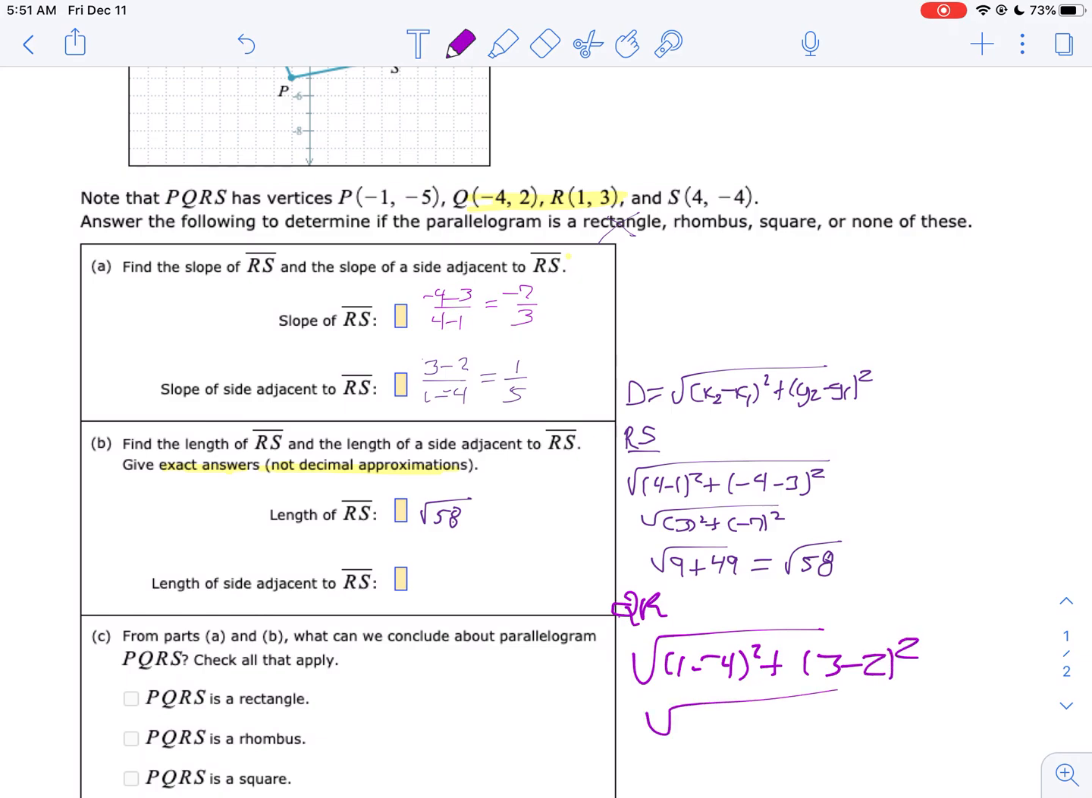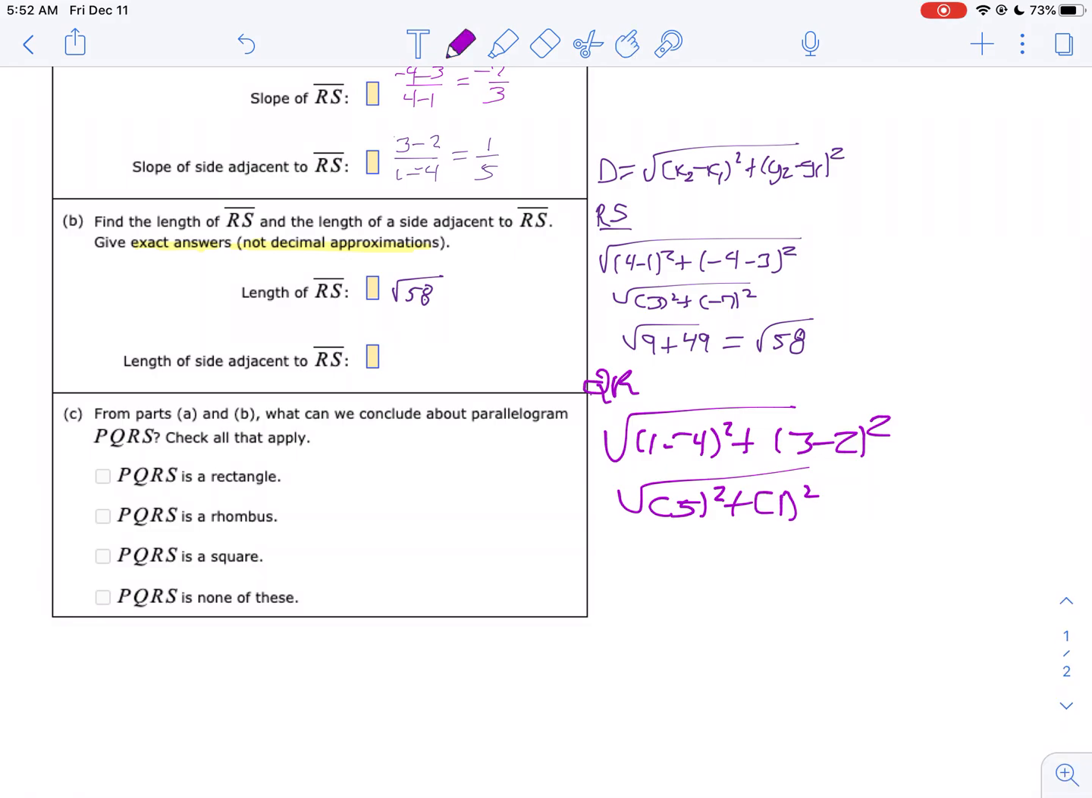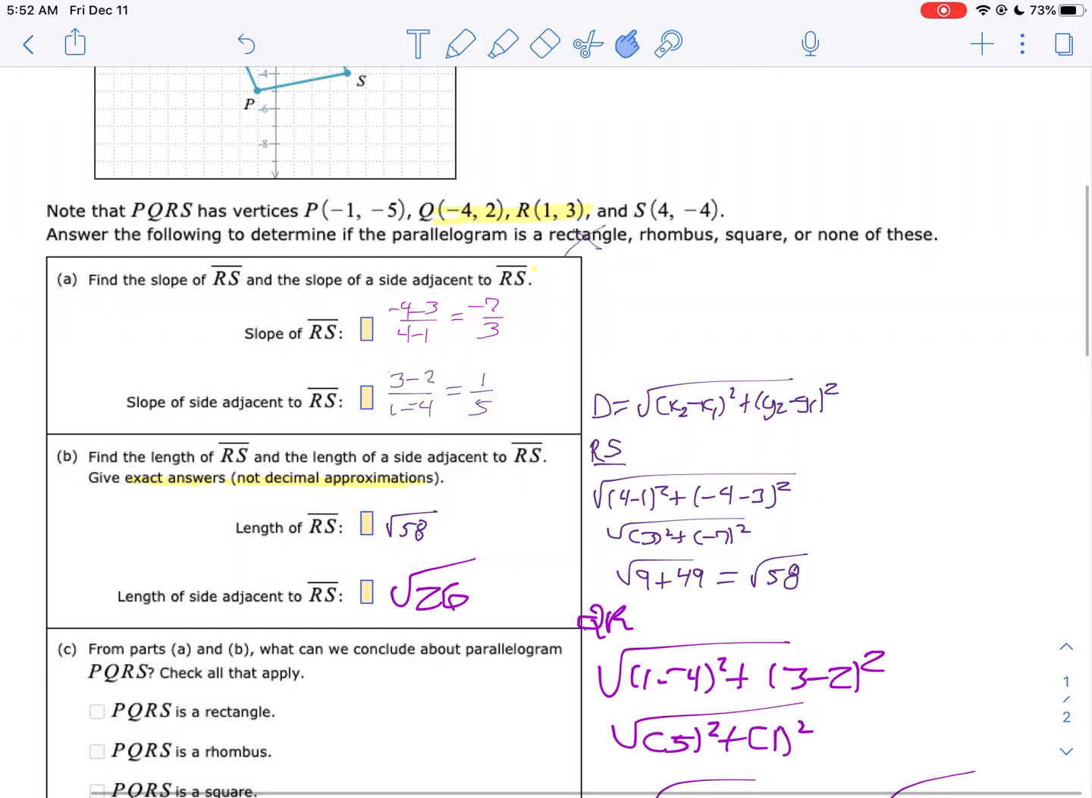Well, 1 minus a negative 4, that's 5. 3 minus 2, that's 1. 5 squared is 25. Plus 1 squared is 1. So you get the square root of 26. Notice they're not congruent. If it's a rhombus, then the sides would be congruent.